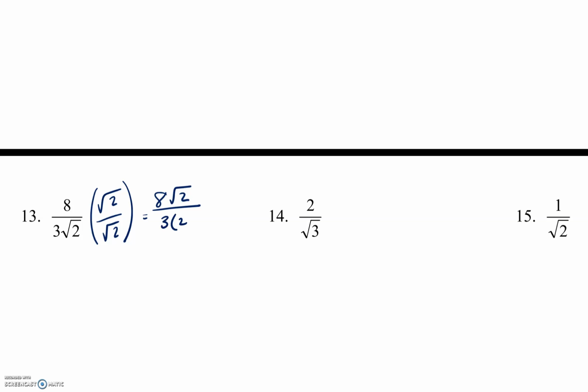And we get 3 times 2. Which you can simplify at this point. You can either multiply it out and then simplify. You can simplify right now. I'm going to simplify right now. 2 goes into 8 4 times, so we get 4 radical 2 over 3.